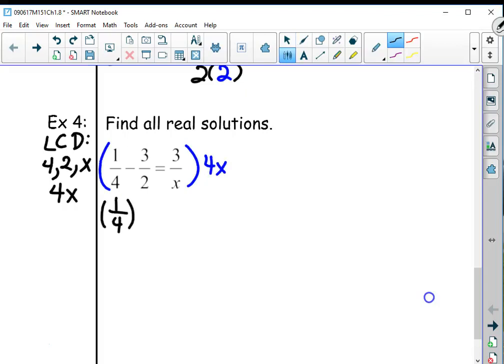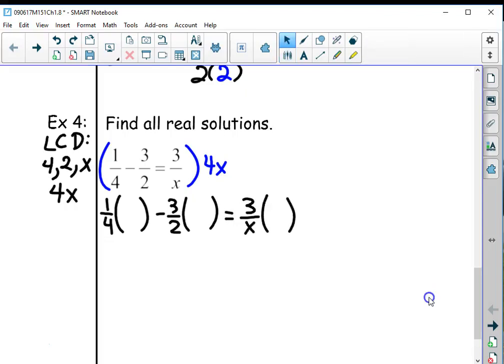I am going to write that just for this first example. I'm going to show the multiplication by 4x, equals 3 over x times 4x. And I'm going to cancel what I can cancel. Let's write what I have remaining.